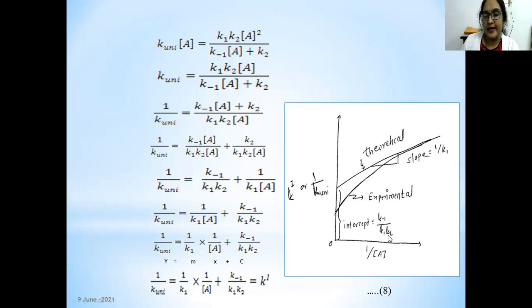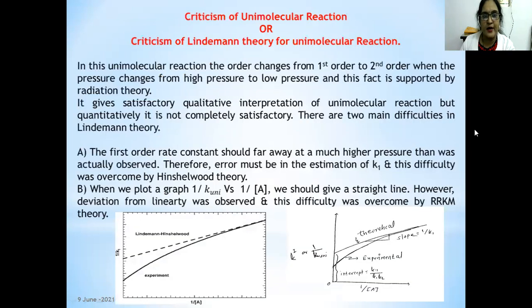But experimentally, what is observed is that there is a deviation, and we will get this line. There is a deviation, and we will get this line.